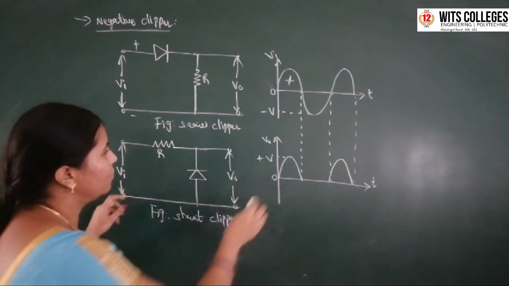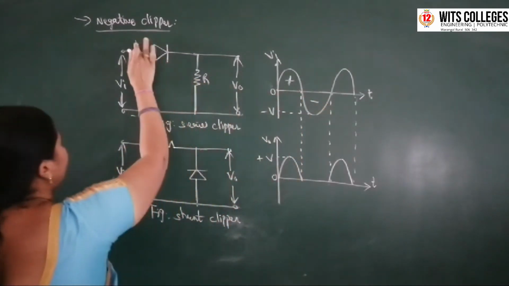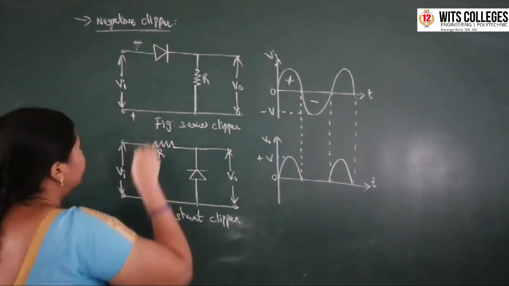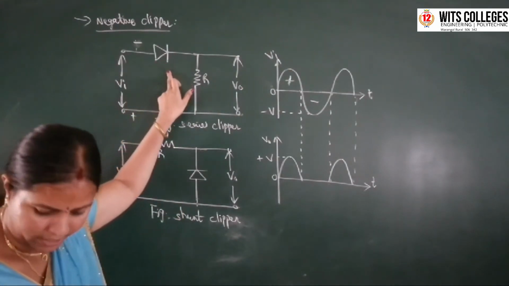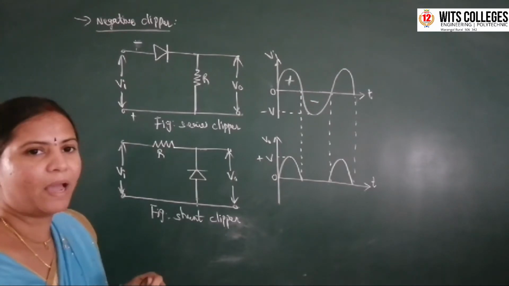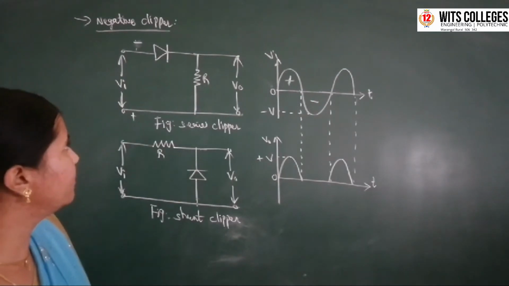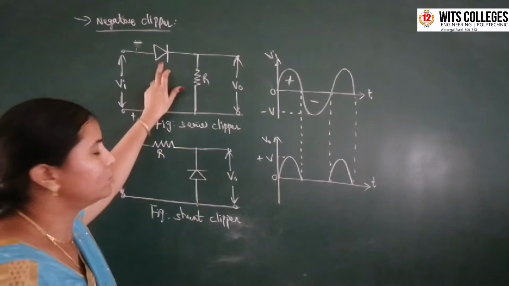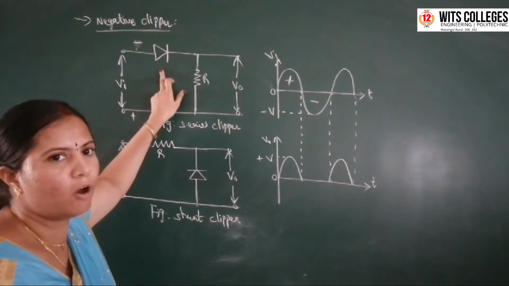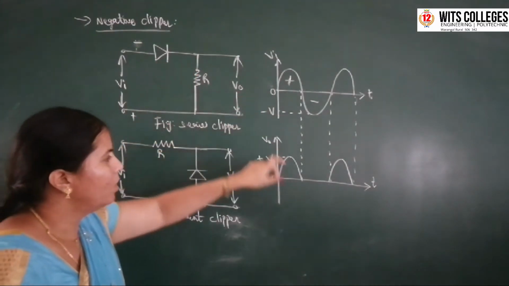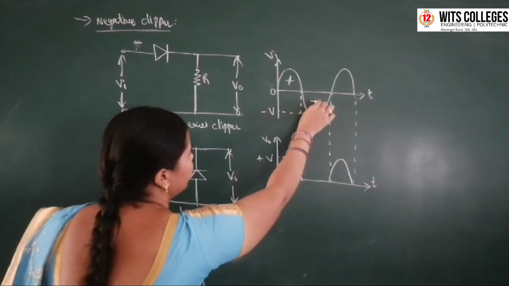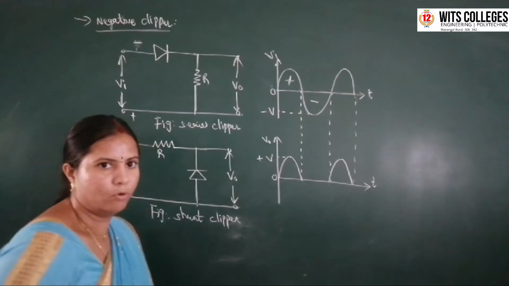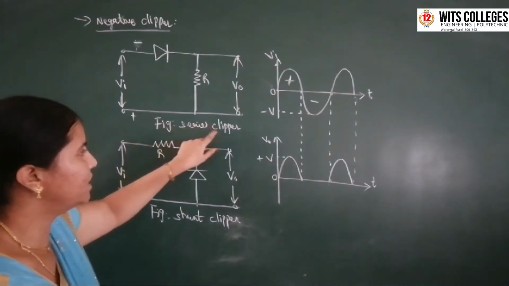During the negative half cycle, it becomes negative and positive, so what will happen here? The diode is in reverse bias condition. The diode in reverse bias means it acts as an open switch. So there is no flow of current, which means no output appears here. When you give the negative half cycle, there is no output. So this is the operation of the series clipper.